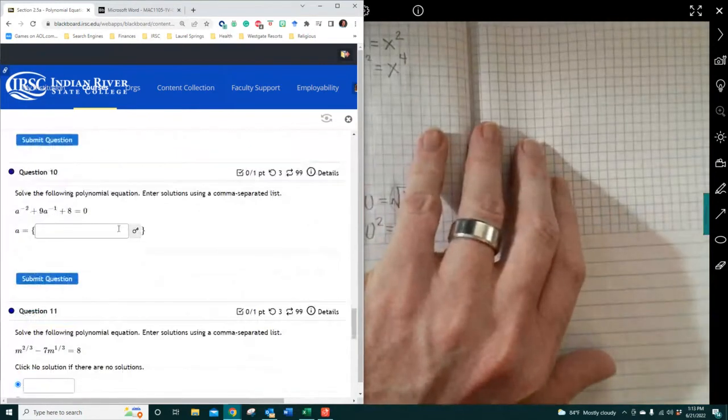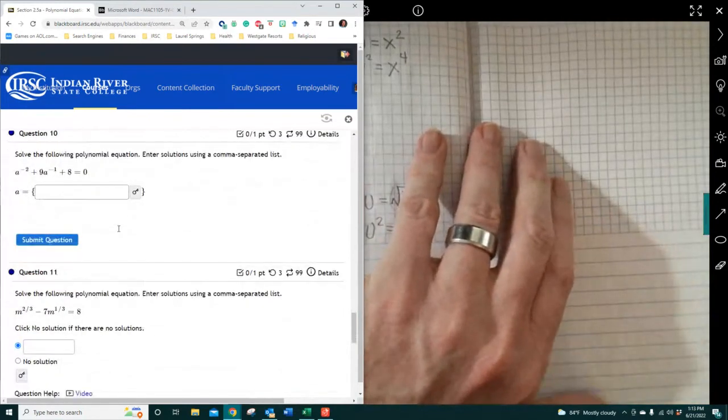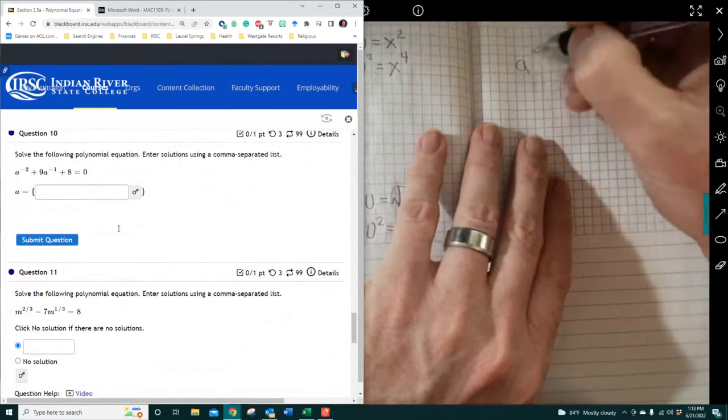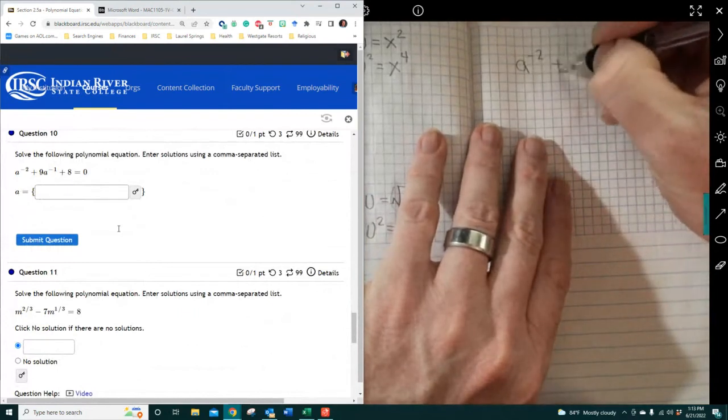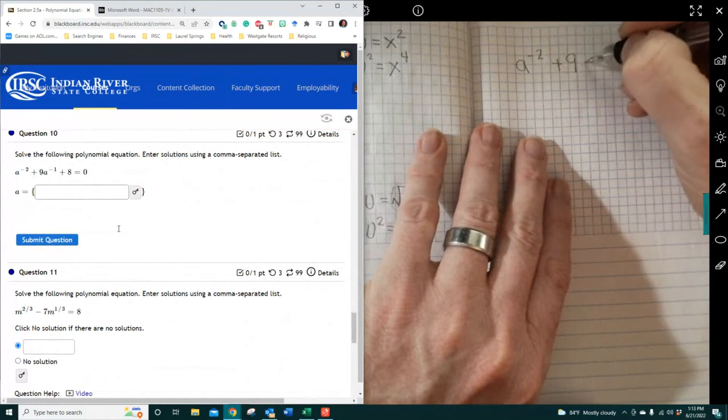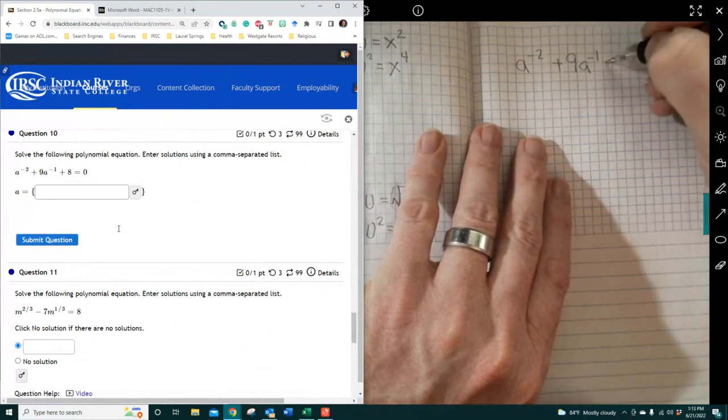Now, question number 10. See, these are where it gets more interesting. These are the ones that I want to make sure to go over because they are complicated for students with the negative values.